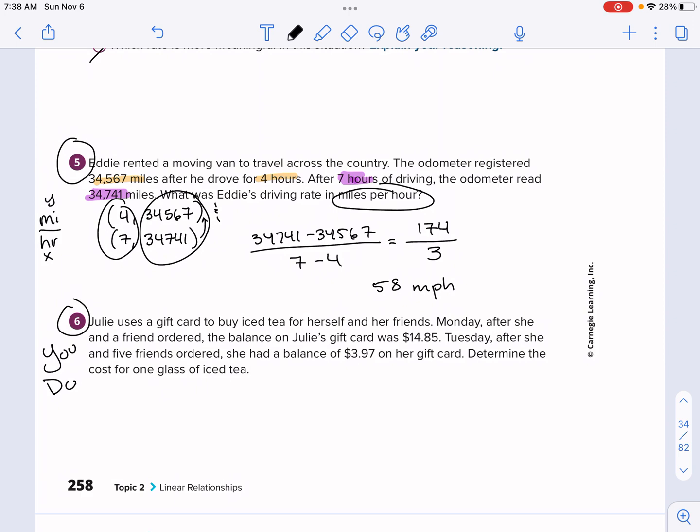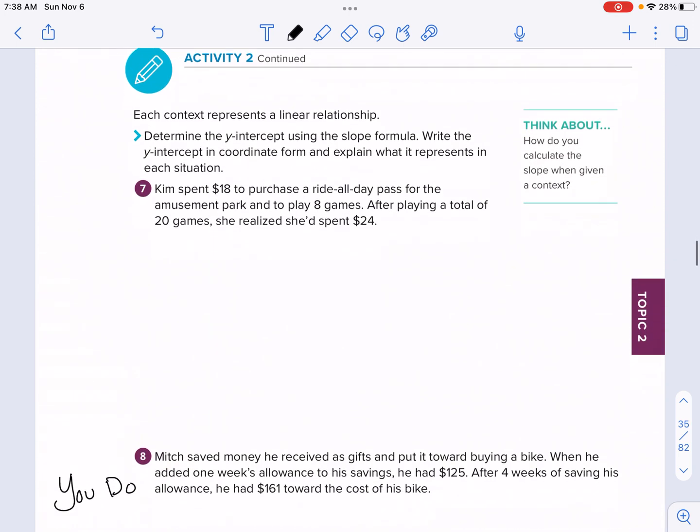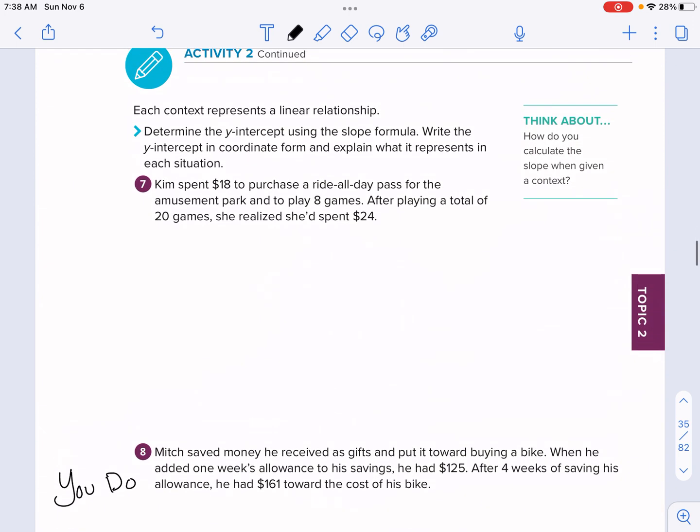All right, let's go to the next page. We'll do one more example. I'm going to do number 7, leaving 8 as a you-do. Here we're putting something additional, and that is identifying the y-intercept. We did do a problem like this in the previous lesson, the previous video. It says, determine the y-intercept using the slope formula. Write the y-intercept in coordinate form and explain what it represents in the situation.